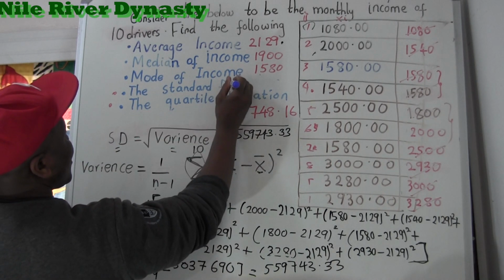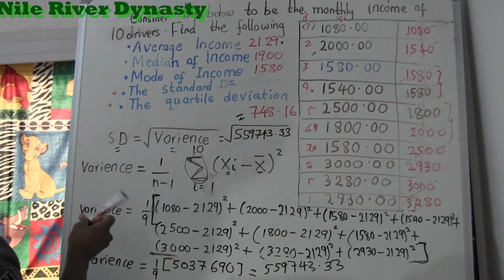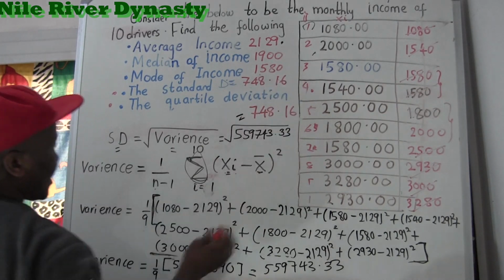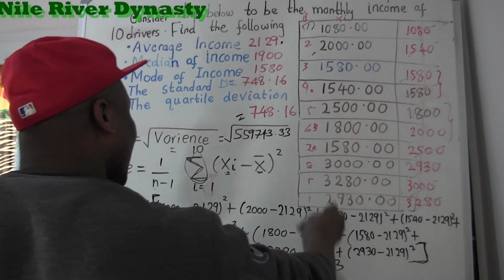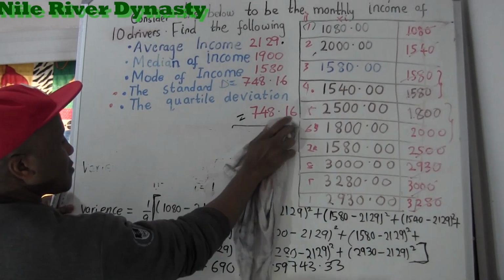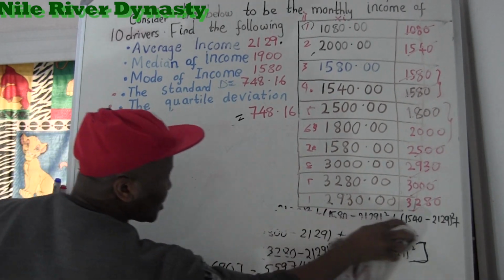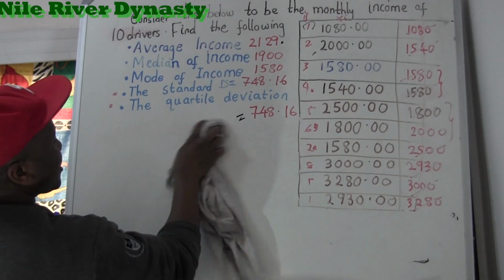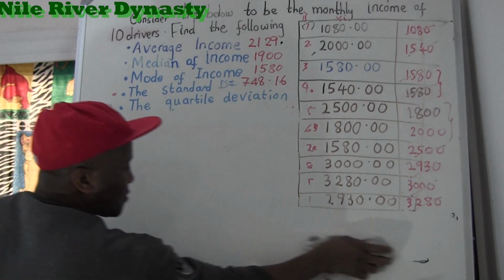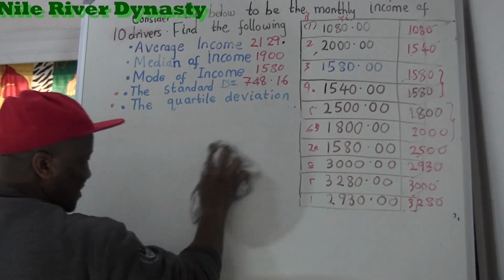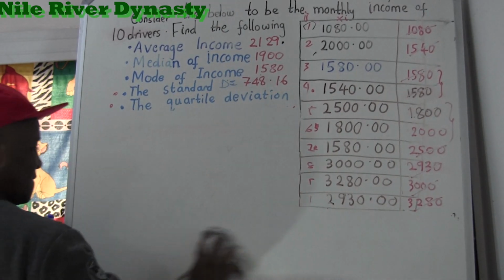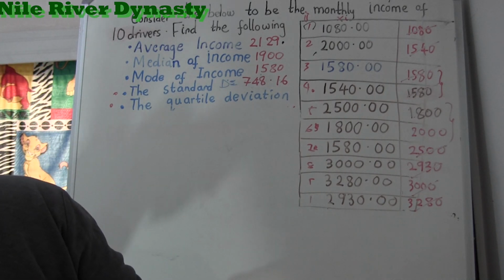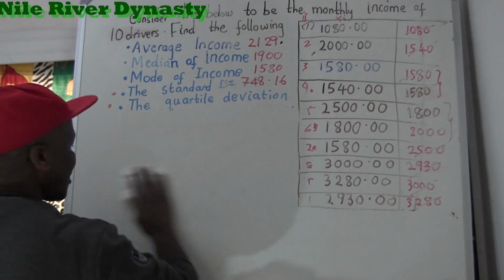Our standard deviation we have is 748.16. Now let me make a space here and get the quartile deviation. Okay, let's get the quartile deviation now.